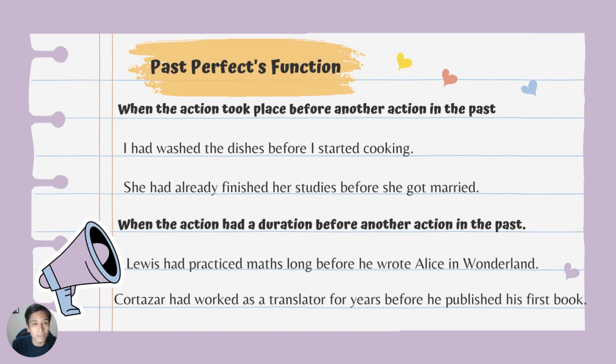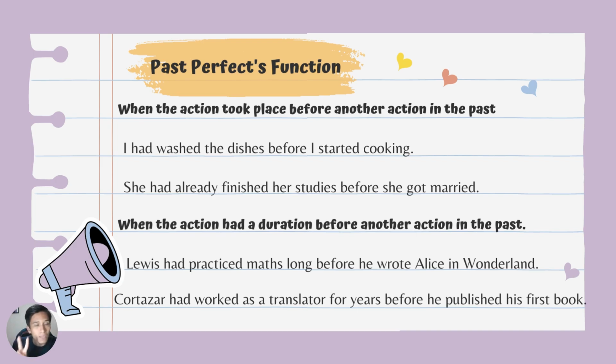Here we have the time marker before, which indicates which action was first or which action was the second one. It can be also, by the time I started cooking, I had washed the dishes. So here we see that the first action was that I washed the dishes. Then I started cooking.